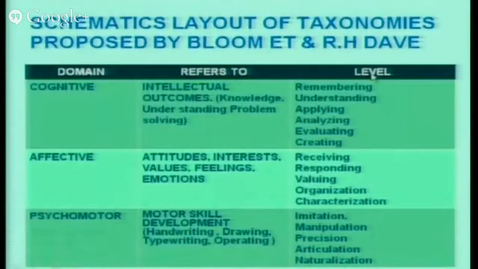Three domains. जैसे मैंने पहले बोला था उनके बारे में थोड़ा सा discuss करेंगे. Cognitive domain refers to intellectual outcomes, knowledge, understanding, problem solving, and it has got various levels, beginning with remembering, moving up to creating. Affective domain is concerned with our attitude, our feelings, our interests, our emotions, and it has got five levels, beginning with receiving, moving up to characterization. And psychomotor domain refers to hand and head coordination, and it has got five levels: imitation, manipulation, precision, articulation, and naturalization. Lekin is session mein we will focus on the cognitive domain because we are concerned with theory topic.